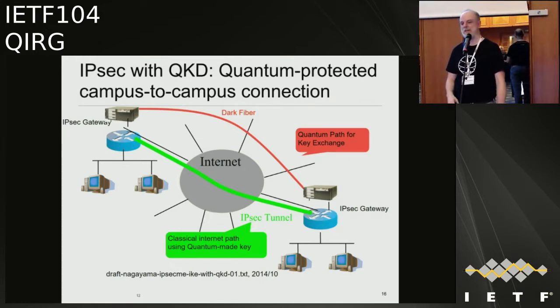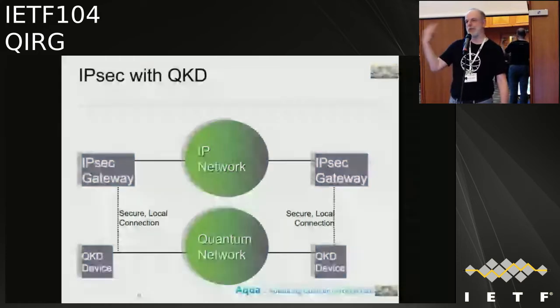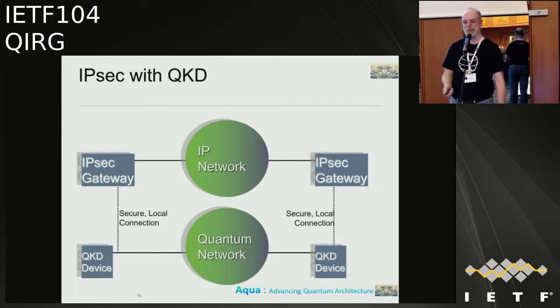And this would take probably a separate dark fiber that runs through some particular infrastructure, and of course the ultimate data communication actually happens over the internet itself. And if we divide this out a little more abstractly, you're going to have two networks. You're going to have the quantum network and the IP network.